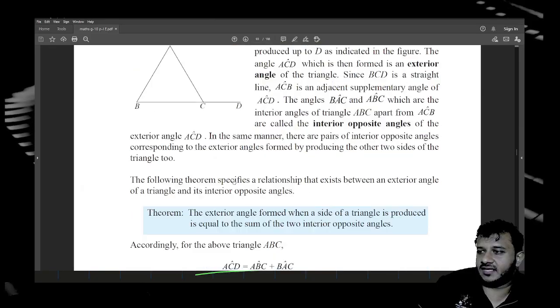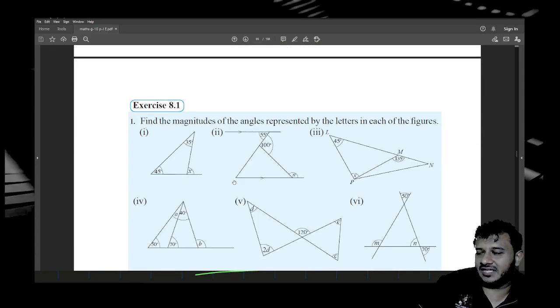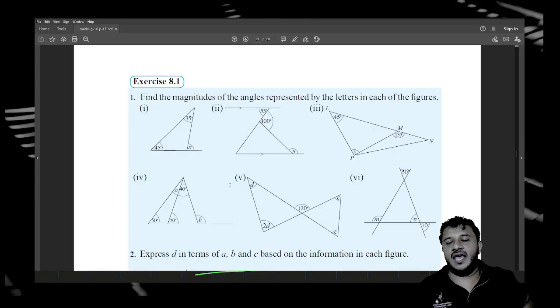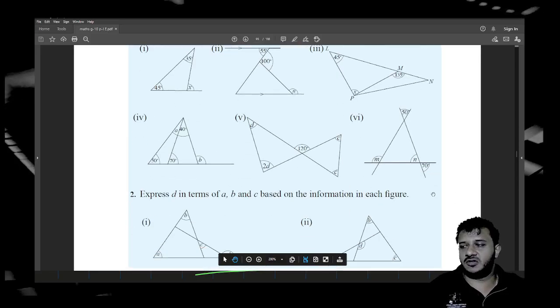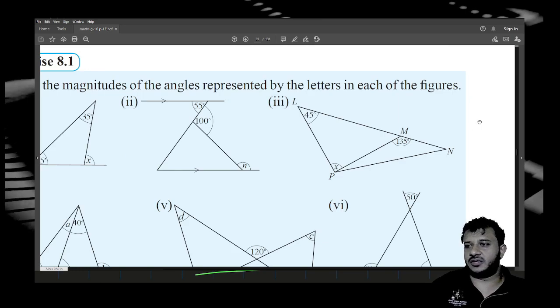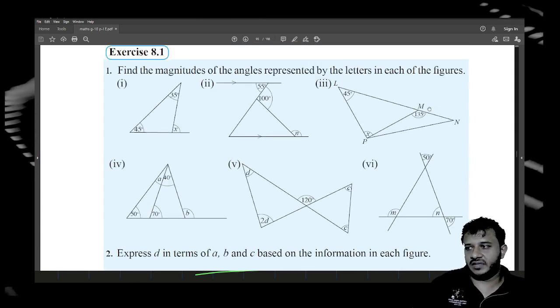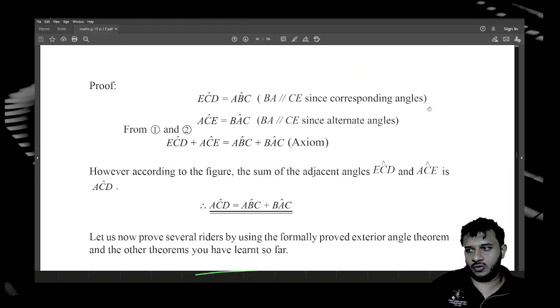Okay, then triangles. Triangles, but there's nothing much to teach. It's all about your knowledge. Anyway, let's go through it. Chapter 8.1, 8.1 exercise. Anybody got any doubts with it? These questions are very easy, that's why I'm not bothering much about it. 8.1, any doubts, any issues? No one? Okay.